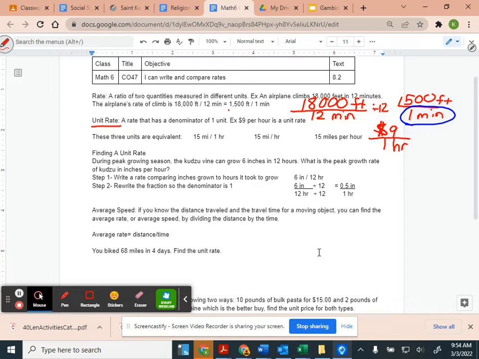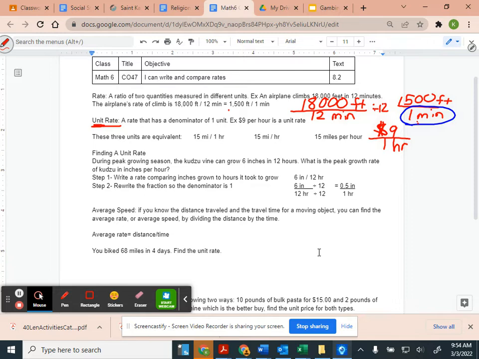$9 every hour. That is your unit rate. In order for it to be a unit rate, it has to have that 1 on the bottom. So 18,000 feet over 12 minutes is not a unit rate. It's just a rate. In order to find the unit rate, we need to break it down to 1 unit. You need a 1 on the bottom.